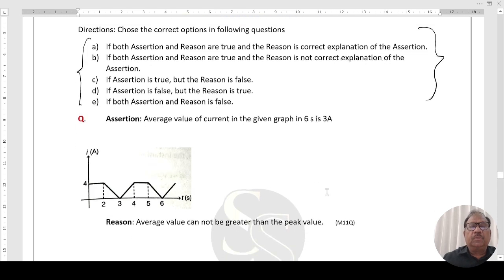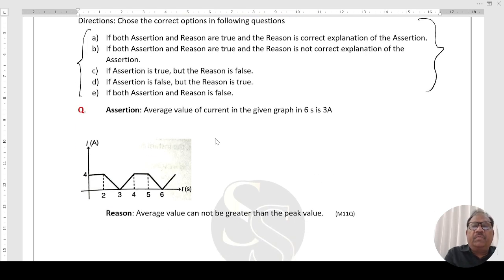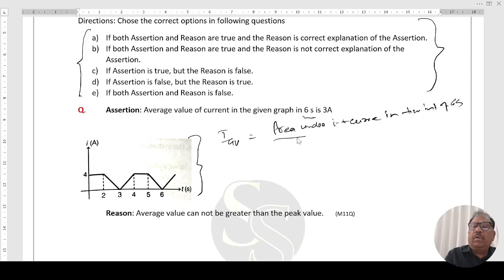The average value of the current in the given graph in 6 seconds is 3 ampere. This is the graph. I average will be equal to the area under the I-T curve in a time interval of 6 seconds divided by the time interval of 6 seconds. That is equal to, it is square 4 into 2.